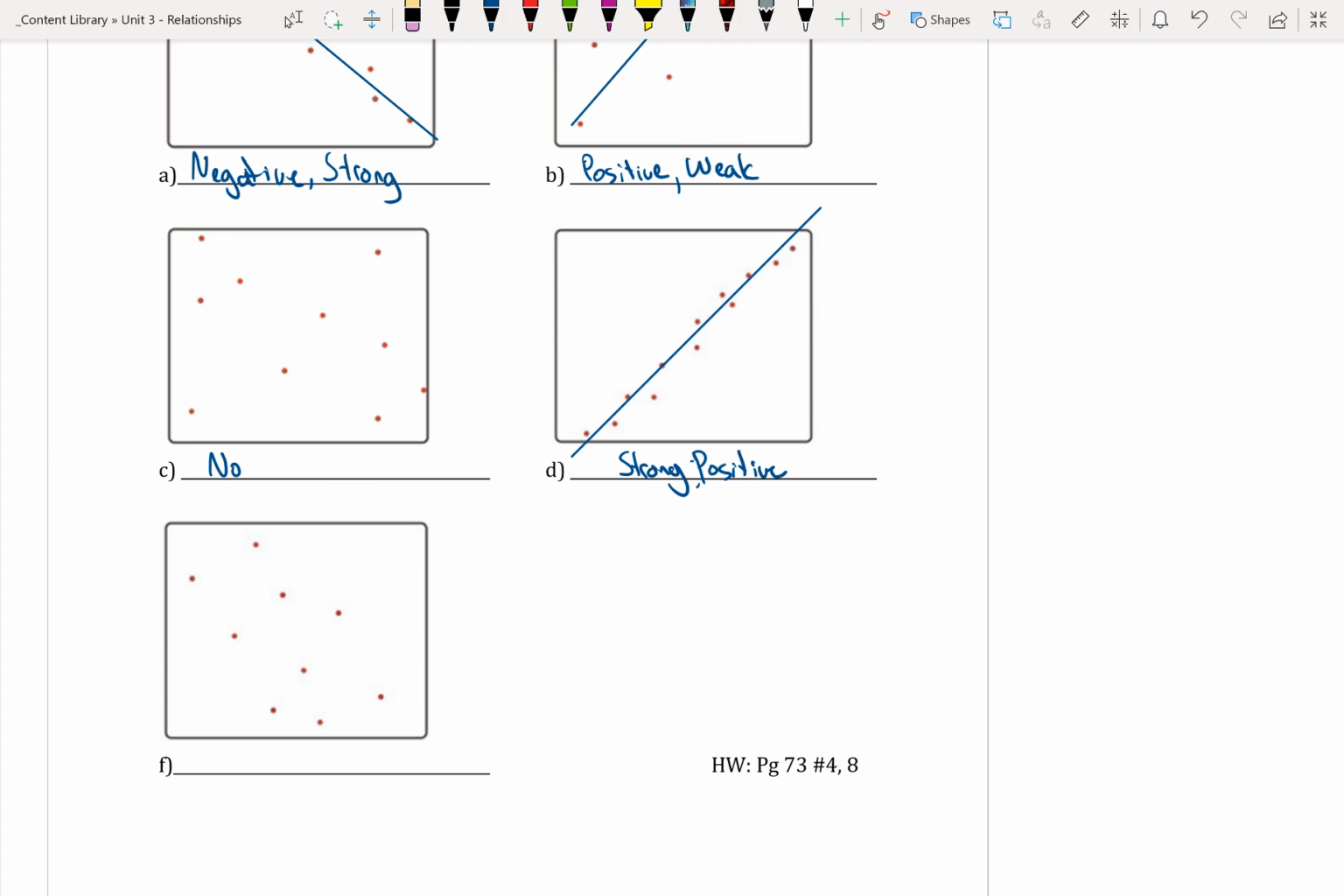And then lastly, I would say about that. And this would be weak and negative. So again, the key things from this note we want to get is how to predict using a line of best fit, how to accurately draw a line of best fit for a scatter plot, and what types of predictions we can make using that line of best fit.